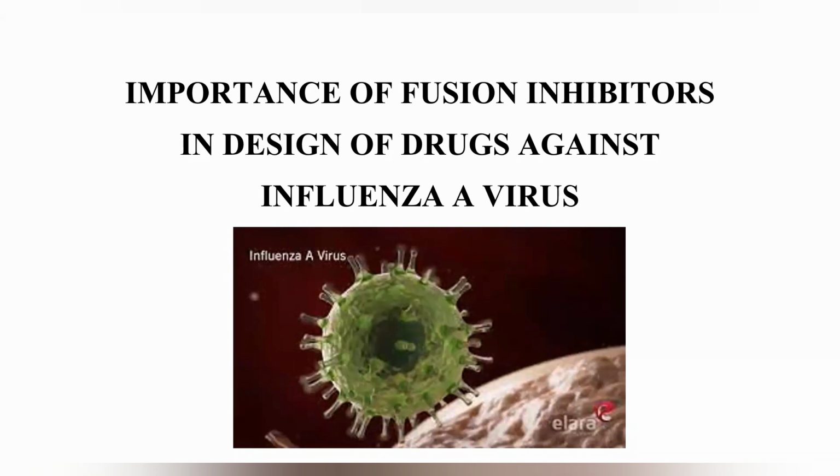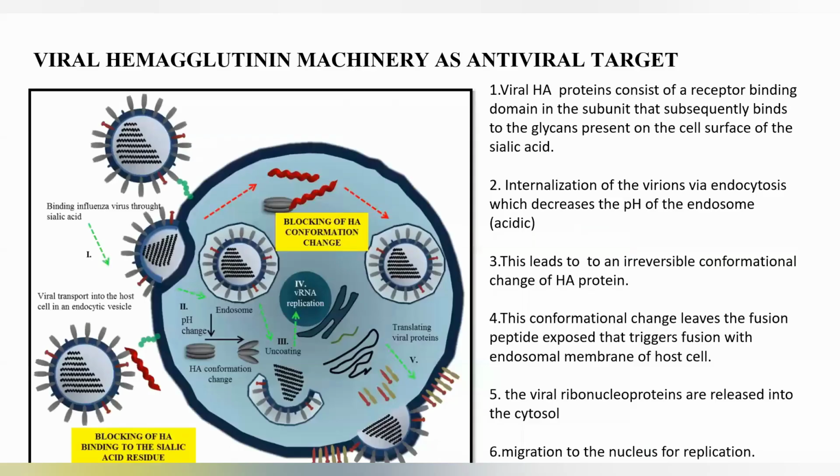First of all, we will look into the viral mechanism, the particular machinery of how it propagates throughout the cell and replicates, and which machinery has been targeted by the scientific community using fusion inhibitors, and how they incorporate them into drugs, which sometimes have the potential to become successful drugs, and also the drugs which have been successfully established in the market. First and foremost, the viral hemagglutinin machinery as an antiviral target.